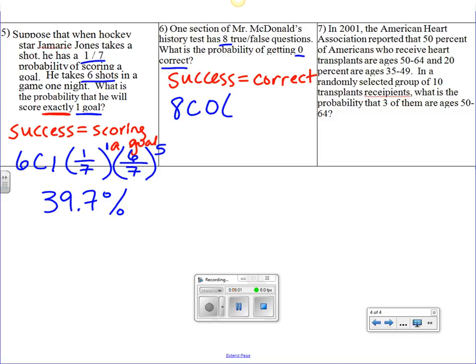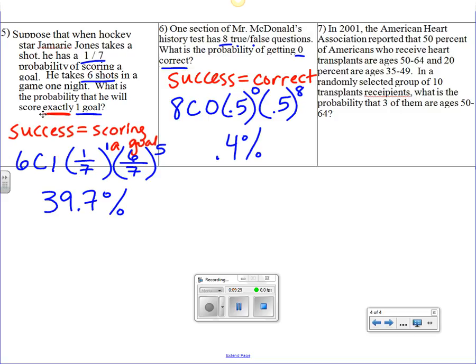Well, what's the probability of getting a question correct if it's true, false? 50-50, so 0.5. And you want to get 0 of them correct. Well, what's the probability of getting it wrong? 0.5, because I have to add up to 100%. If you're getting 0 correct, that means you're getting 8 of them wrong. So type that in your calculator, and it's 0.4%, which is very small.